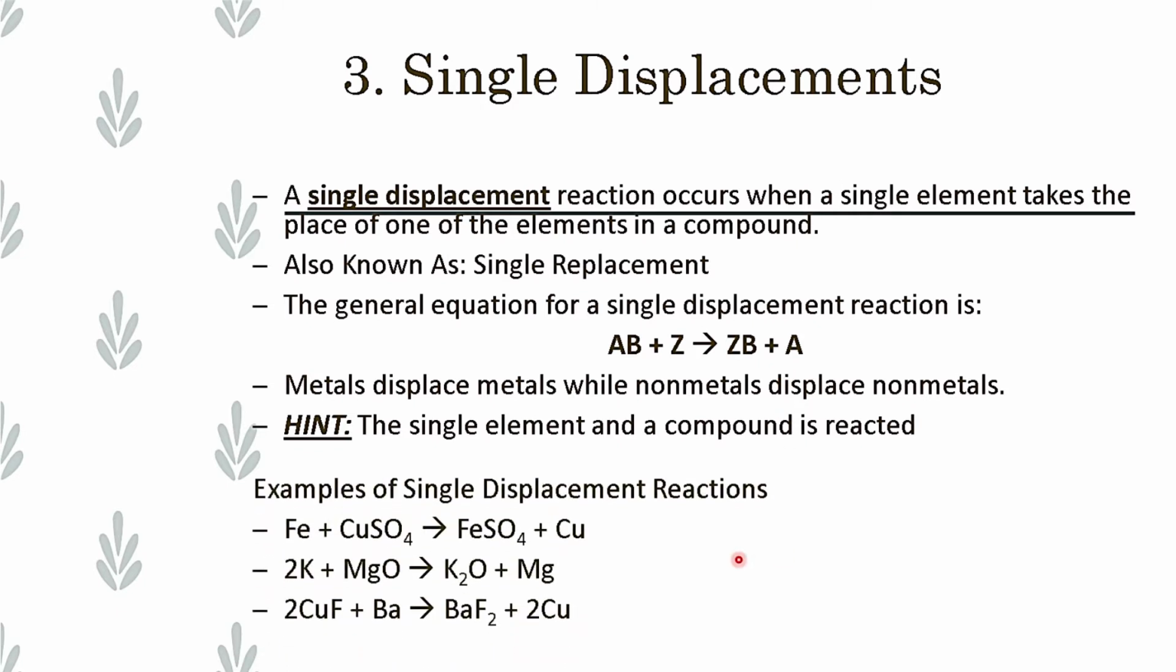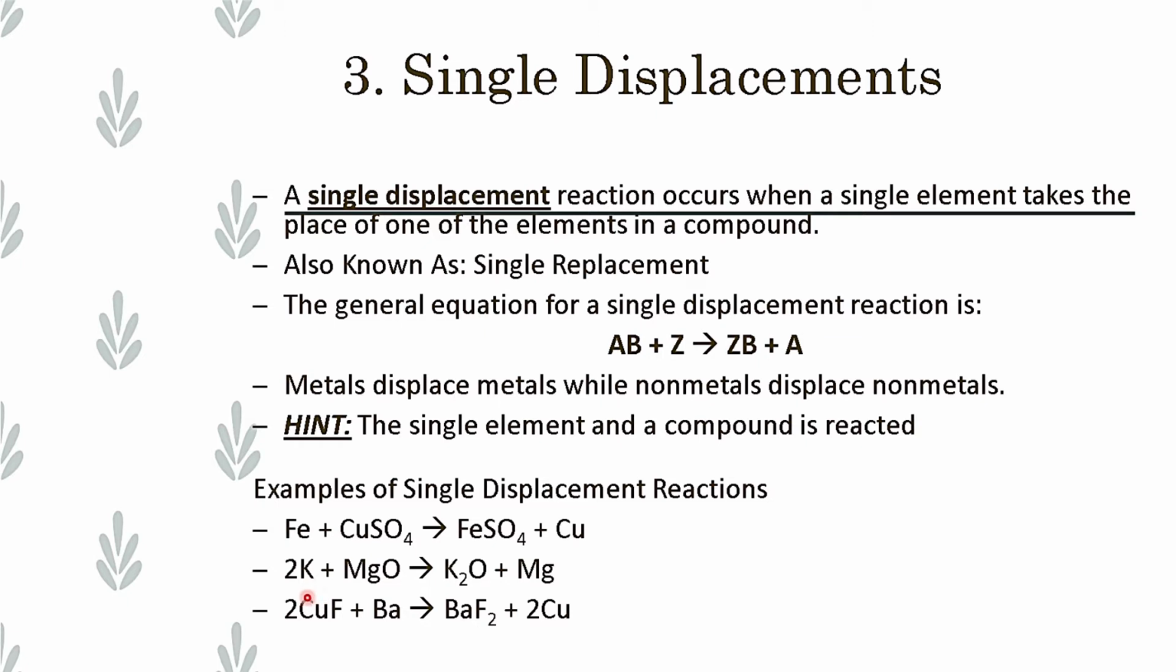These are examples of single displacement reaction. Here you can see iron is reacting with copper sulfate, which is a compound, iron is element. So it has replaced one element from the compound, and because iron is the metal, so it has replaced metal, which is copper. It has taken its position and formed iron sulfate, and copper has separated out.